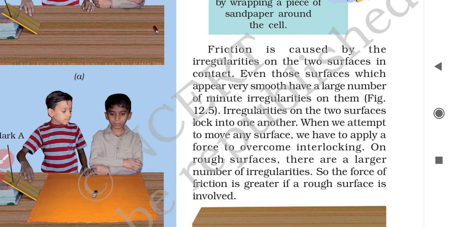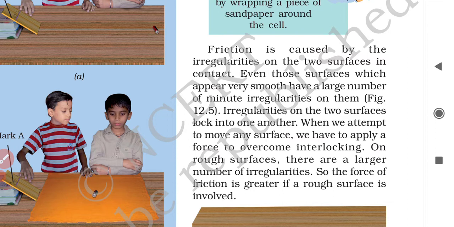But it contains a large number of irregularities. When we see through a microscope, it will be found that the surfaces of all objects have rough edges. Some of the particles on the surface of objects are in the form of tiny hills, and these are called irregularities of the surfaces.